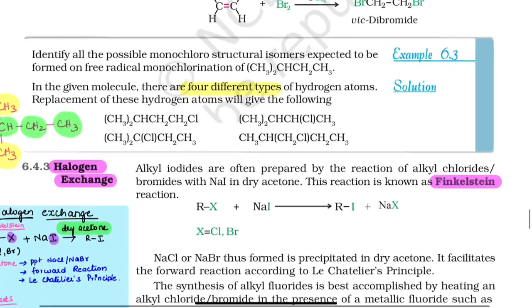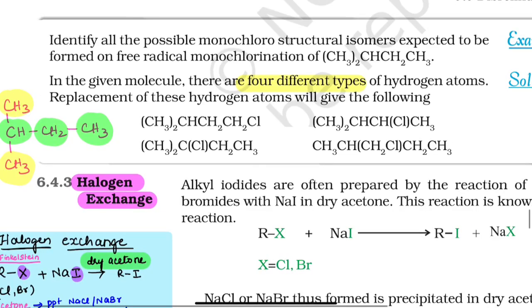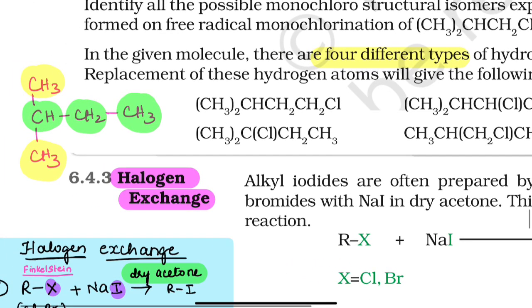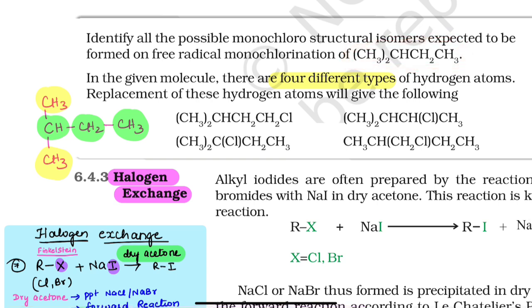So next we will go for example 6.3. Identify all the possible monochloro structural isomers expected to be formed on free radical monochlorination. So a compound is given and what we want is monochloro structural isomers. I told you to see the type of hydrogen atoms. So see the same structure. How many carbon atoms are there? 1, CH3 2 times, so 2 carbon atoms here. Third, 4, 5. Totally there are 5 carbon atoms here.